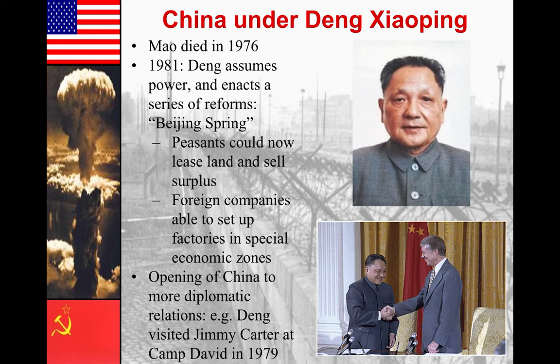So in 1981, Deng Xiaoping becomes the new leader of China, and he institutes a series of reforms. They're nicknamed the Beijing Spring. And in some ways, it kind of reminds me of Lenin's New Economic Policy because it's the introduction of some quasi-capitalist measures into the Chinese economy. So one of the big things that happens is he replaces those commune systems with peasant leased plots of land, and peasants could then grow their own crops and sell part of them in markets.